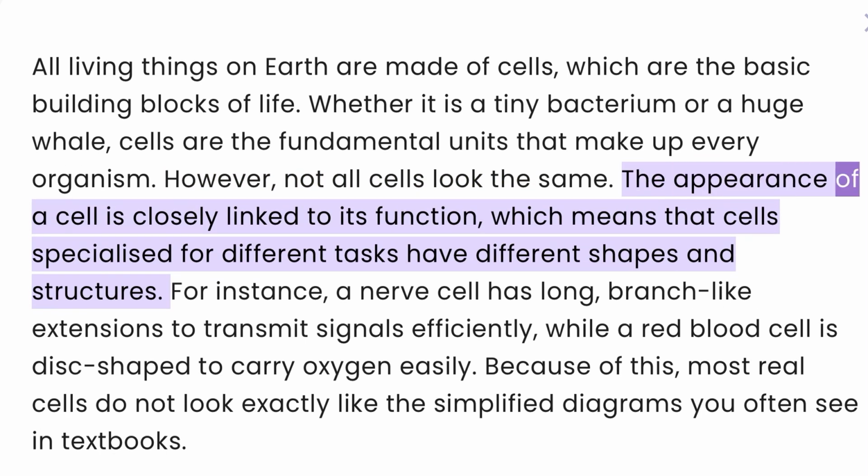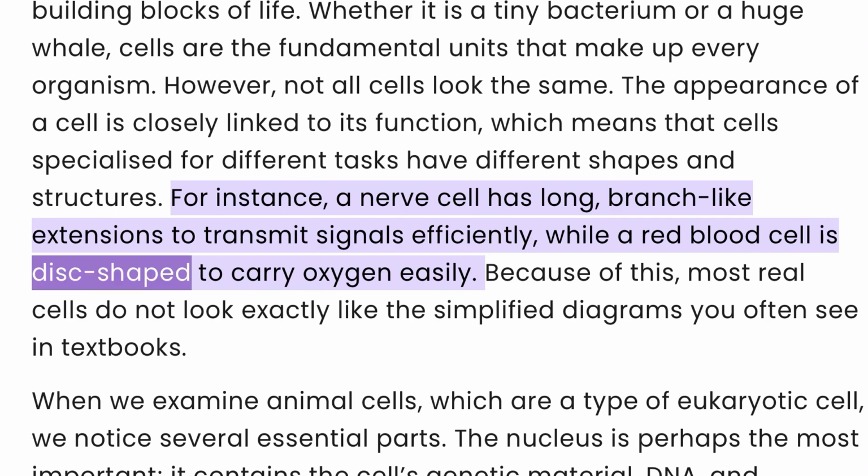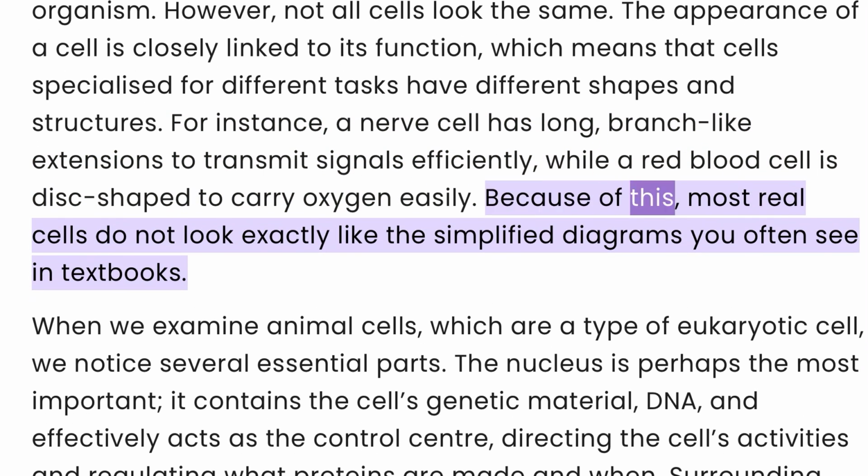The appearance of a cell is closely linked to its function, which means that cells specialized for different tasks have different shapes and structures. For instance, a nerve cell has long, branch-like extensions to transmit signals efficiently, while a red blood cell is disc-shaped to carry oxygen easily. Because of this, most real cells do not look exactly like the simplified diagrams you often see in textbooks.